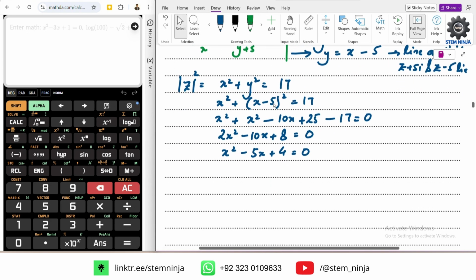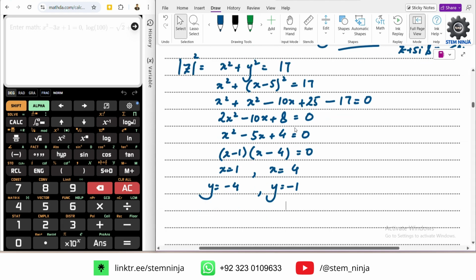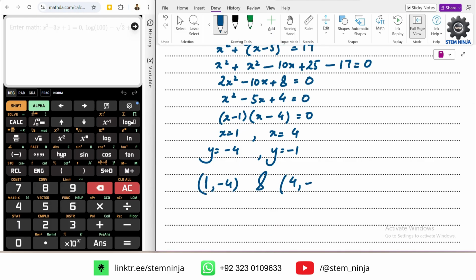Okay. Now this is easy to see because the product is 4 and the sum is negative 5, so it's x minus 1, x minus 4. So this is equal to 0, so either x is equal to 1 or x is equal to 4. That means y is equal to x minus 5, so y would be 1 minus 5, which is minus 4, and y is 4 minus 5, which is minus 1. So the coordinates are therefore 1, minus 4 and 4, minus 1.